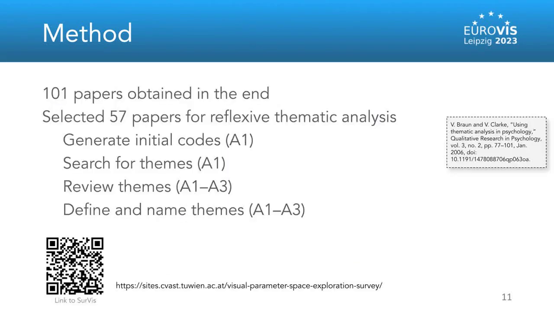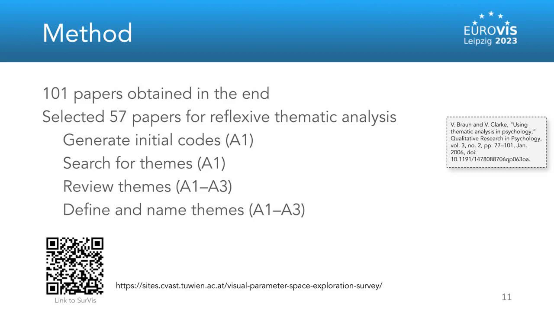We selected 57 papers randomly for thematic analysis, following the method by Braun and Clarke. This process has 4 stages. First you generate initial codes, from which you develop themes. Then the themes are reviewed and properly defined and named. The first author conducted the first 2 stages while all authors contributed in the latter stages.